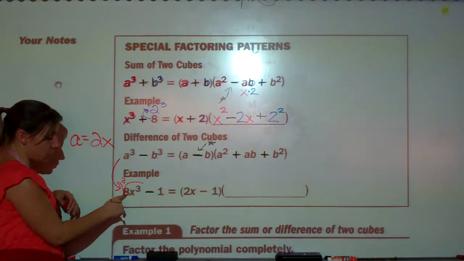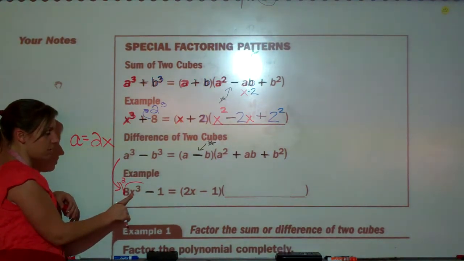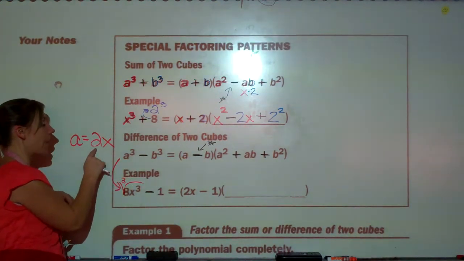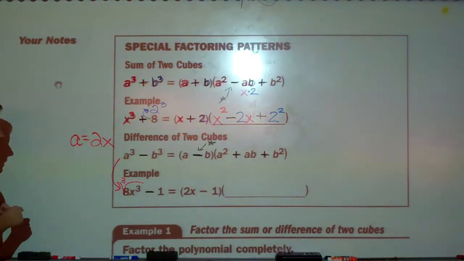So 2 to the third gives us 8, so that's why it's a 2. X to the third is just x. X is just replacing the a right there. So a is the term 2x, and we're going to plug that in, okay?